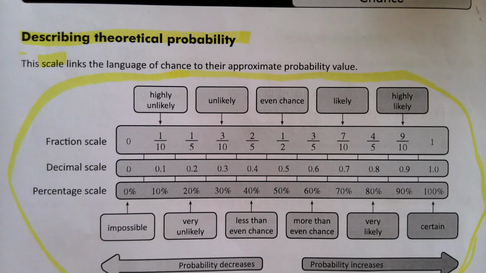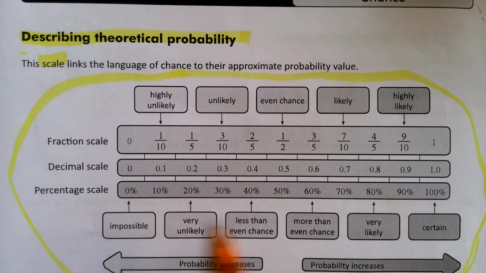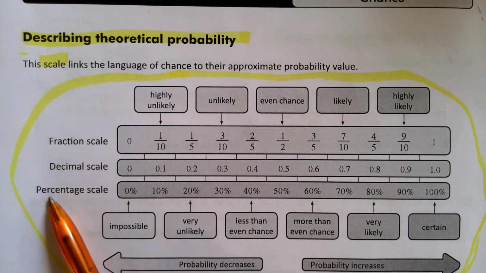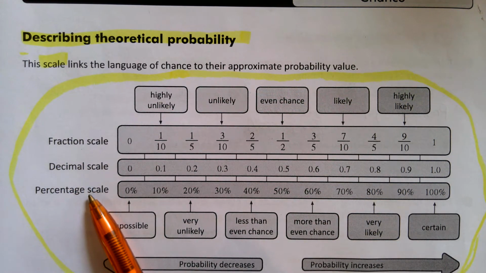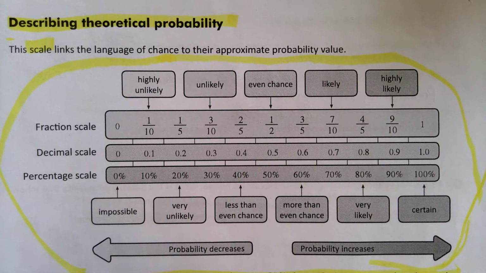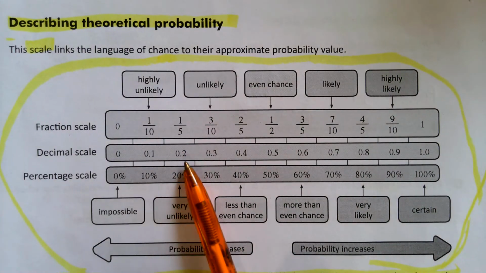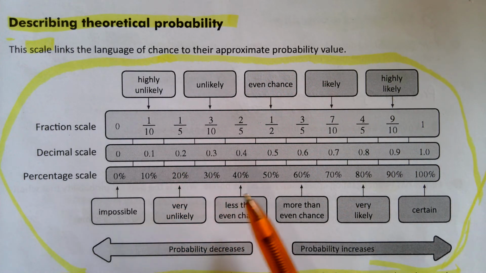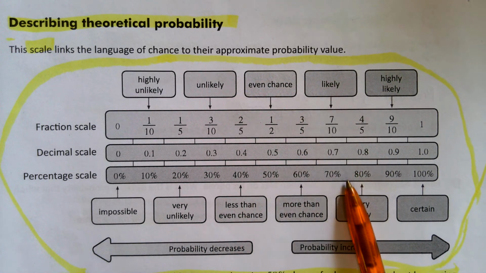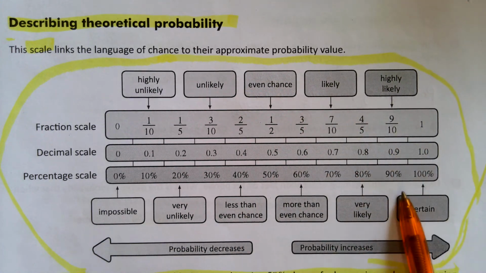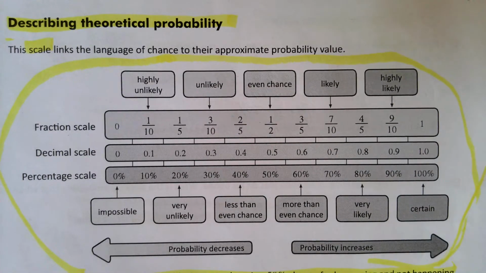Next we are going to describe theoretical probability. Now you've probably already got this scale, the top and bottom part, but now we've added the fraction, decimal and percentage scale. So we've added numbers to this. It would be a good idea to have a copy of this in your book somewhere for you to refer to. So it gives you an approximation. So if something's very unlikely, it's about 20% or a fifth or 0.2. So you can find a number to put to your words. We're going to need those for these questions.